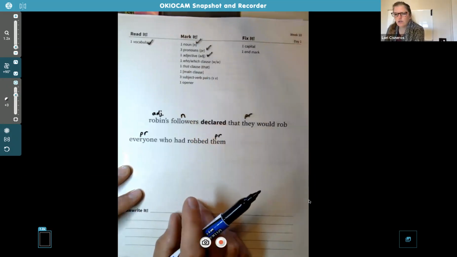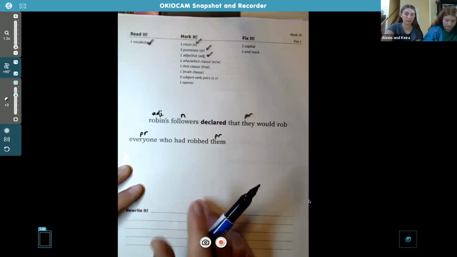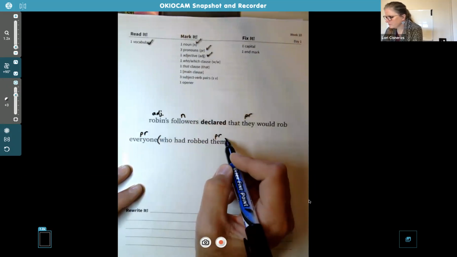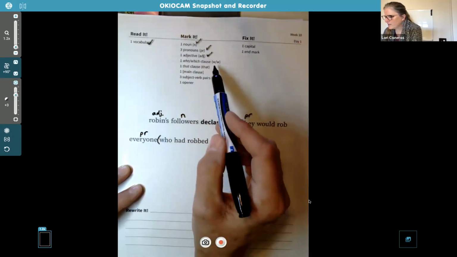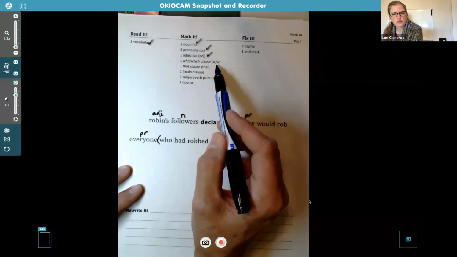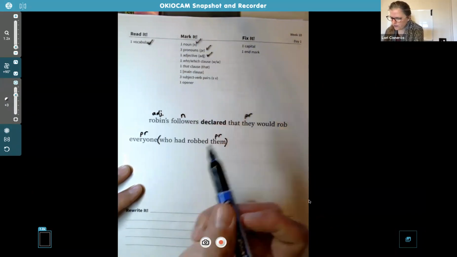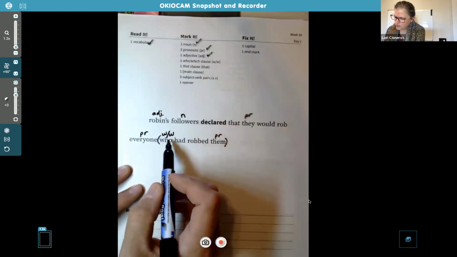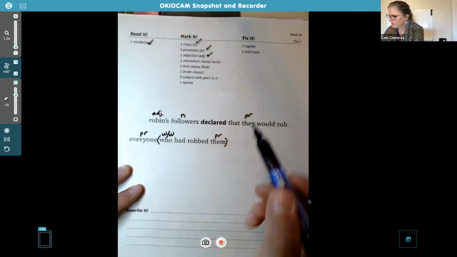How about Brody? Or we already did Brody. Let's go to Alexis. A who which clause. Who had robbed them? Yes, and we're going to use parentheses around this one. And we know that because the little clue right here with the WW has parentheses around it. That's your clue, that's how you mark that. So we're going to put W/W over who.